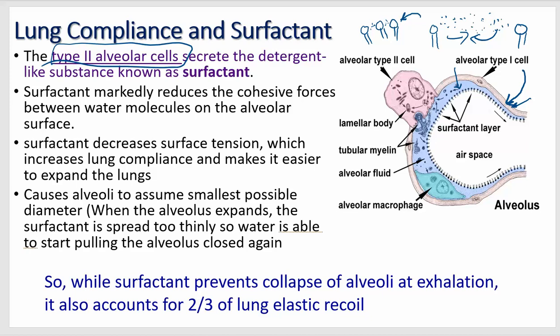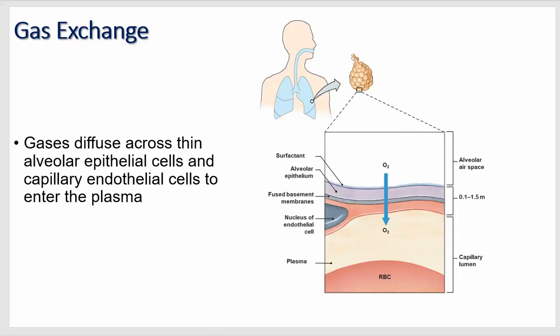Okay? So in infants, I shouldn't say infant, but before birth, in a fetus, they haven't started producing these type 2 cells and that surfactant yet. So if they're born too early, then you have to get some positive pressure or some artificial surfactant to put in there, so the premature newborn can breathe. All right, so gas exchange.